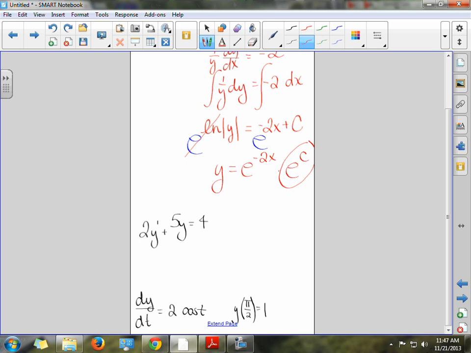Since c is really any number in the world, then we could call c e to the c, and it would mean the same thing. It's not going to matter when we solve for it, and it just makes everything look a little cleaner. So anytime you see e raised to the c power like that, you want to just write that as c, because e to the c is just a constant, just like c is. So we get that y is equal to c e to the negative 2x, which gives us the solution that you saw on the other page. So it's pretty easy, right? So let's try the next one.